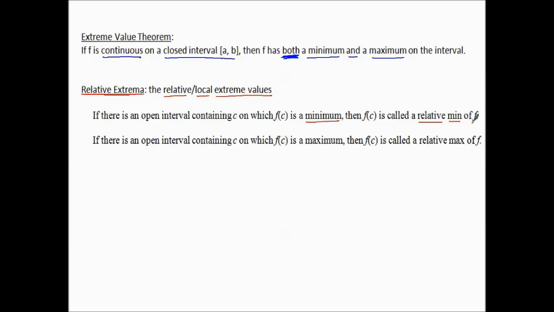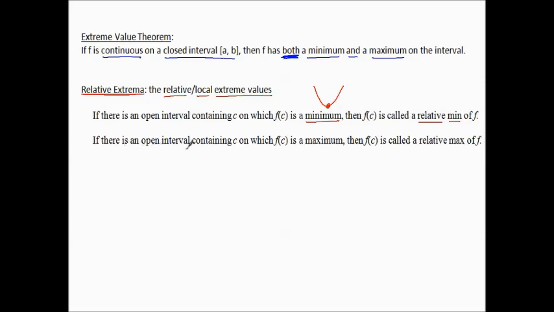Basically, what that is saying is if we can see on either side of a point and we see that it's the lowest relative to the points around it, then it's called a relative minimum. It may not be the lowest point in the entire function, it's the lowest relative to what's nearby.